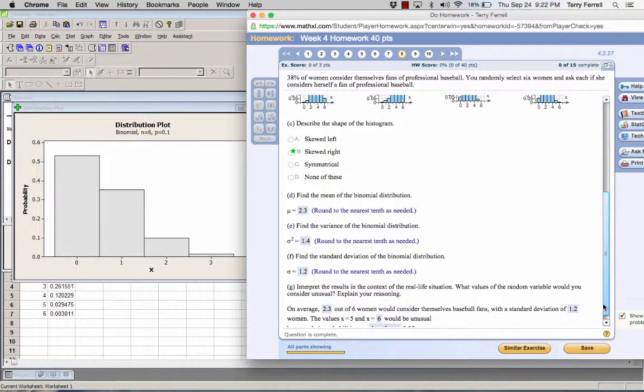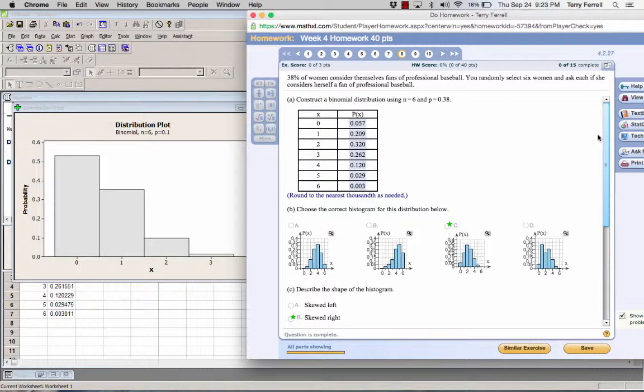Next one, find the mean. That's just a formula. The formula for the mean is n times p. My n is 6. My p is 0.38, so it's just 6 times 0.38.